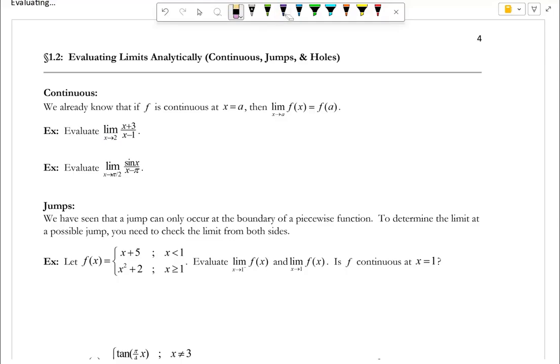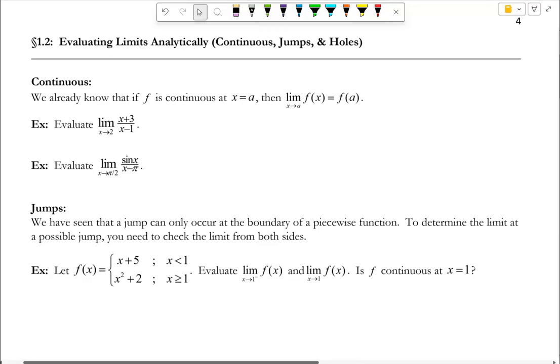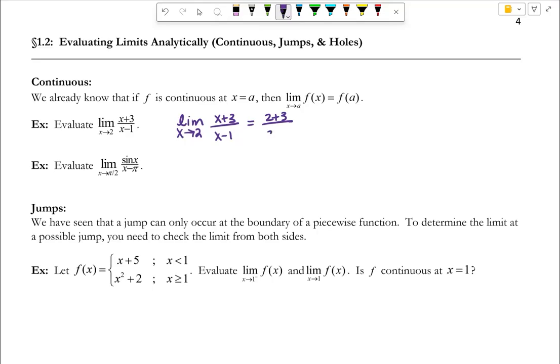Generally speaking, anytime we evaluate a limit, we always want to start by plugging in our function value. So our limit as x approaches 2 of x plus 3 over x minus 1 is just 2 plus 3 over 2 minus 1, which is 5 over 1. Let's try the second example.